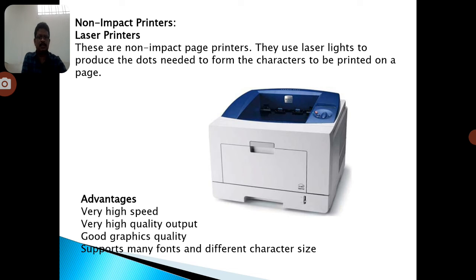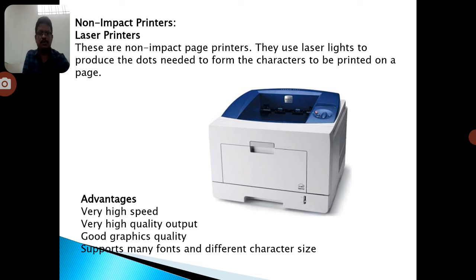What are laser printers? They are non-impact printers, so they use a laser light to produce the dots needed to form the characters to be printed on the page. This is one of the printers which can print the image accurately. Compared to impact printers, this is a very high speed printer, which takes the maximum number of copies in a minute.